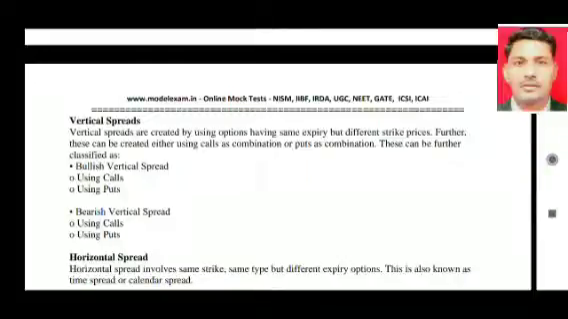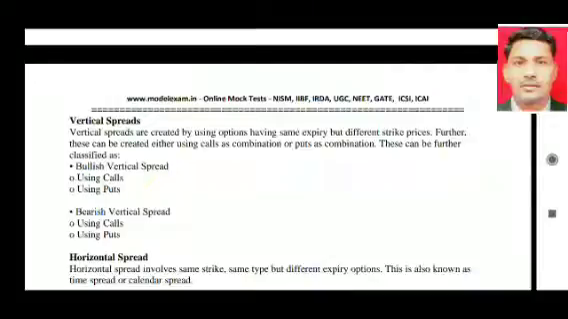What is the vertical spread? Vertical spreads are created by using options having the same expiry but different strike prices. Further, this can be created either using calls as a combination or puts as a combination. This can be further classified as bullish vertical spread using calls and using puts. In the bearish vertical spread, we can also use calls and puts.